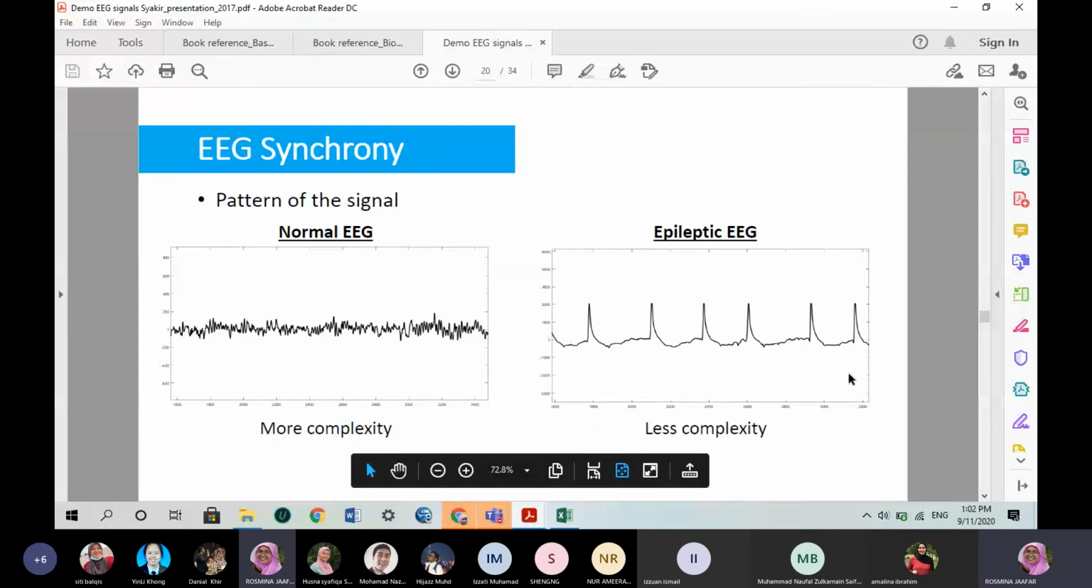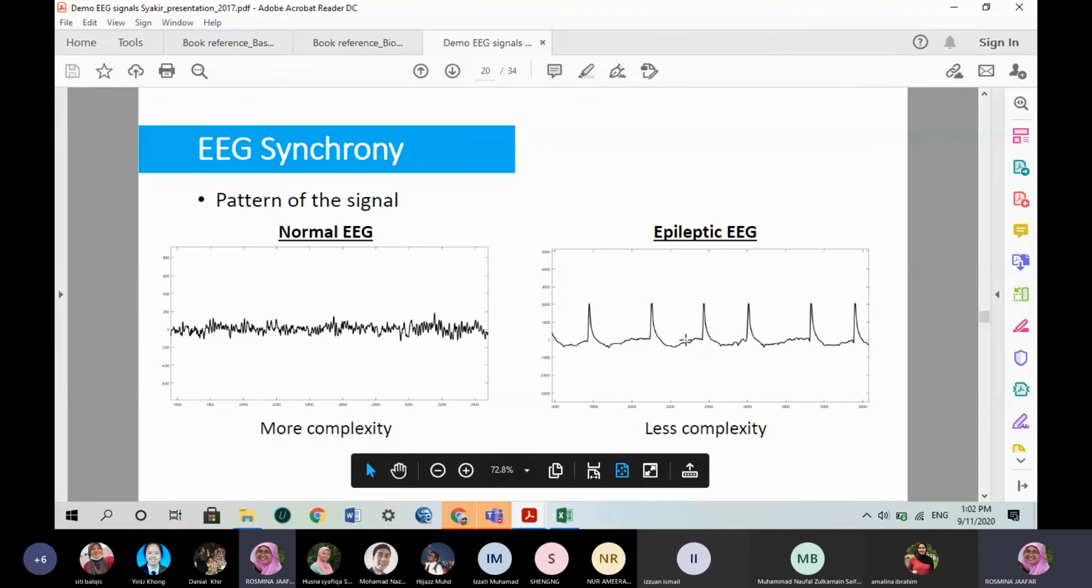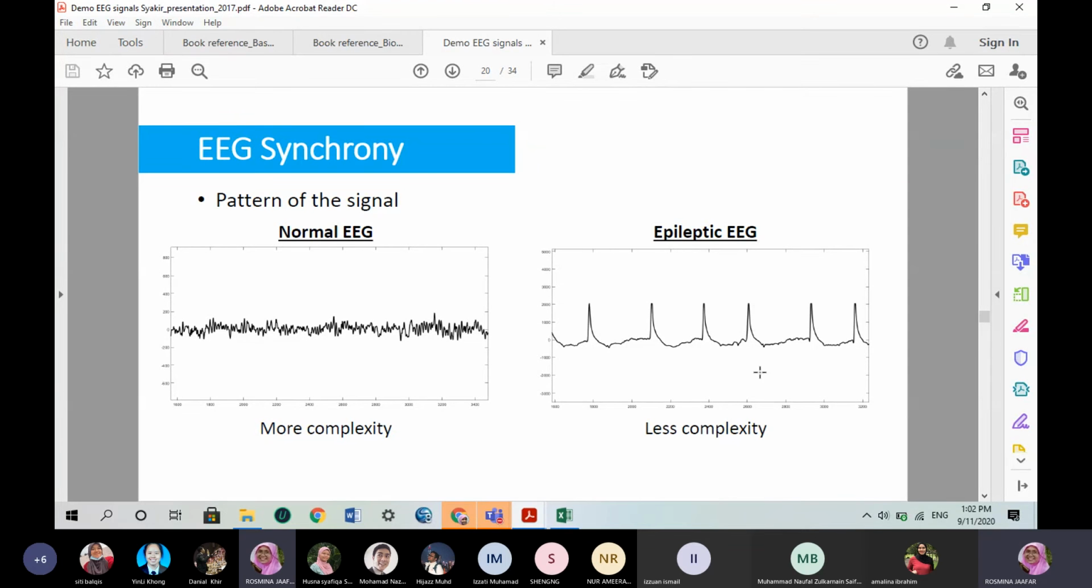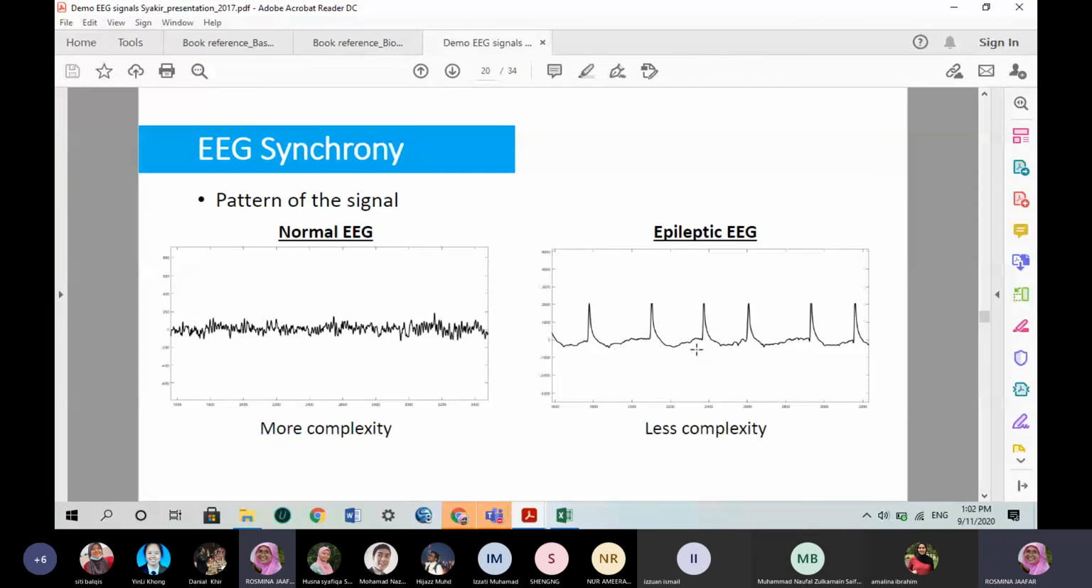Okay. EEG synchrony, pattern of the signal, normal, complex. If it is less complex, it means it becomes rhythmic. When there is rhythm, the complexity index drops. This is common in an epileptic person. Although it does not have exactly a specific rate, it becomes less complex compared to this one, which is complex, with ups and downs and different frequencies and so on.